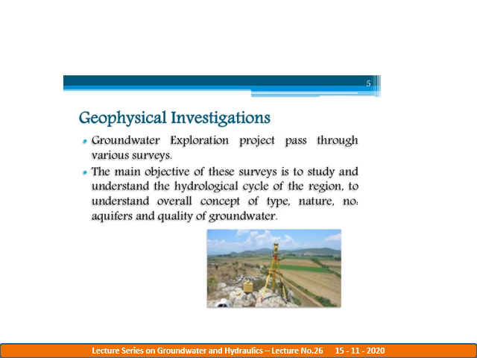Groundwater exploration projects pass through various surveys. The main objective of this survey is to study and understand the hydrological cycle of the region, and to understand the overall concept of type, nature, number of aquifers, and quantity of groundwater.